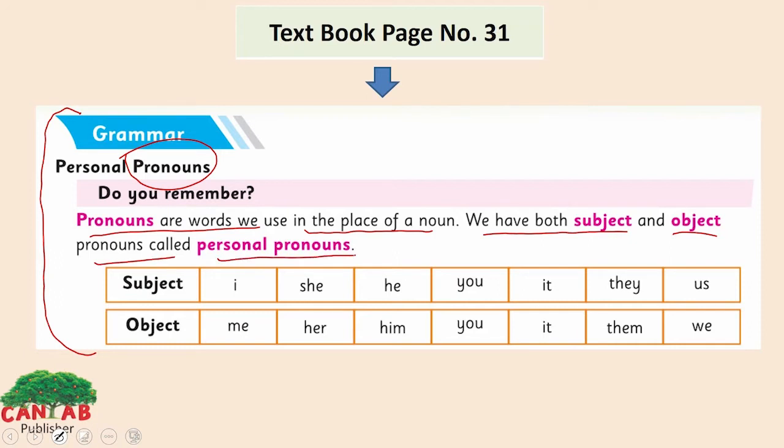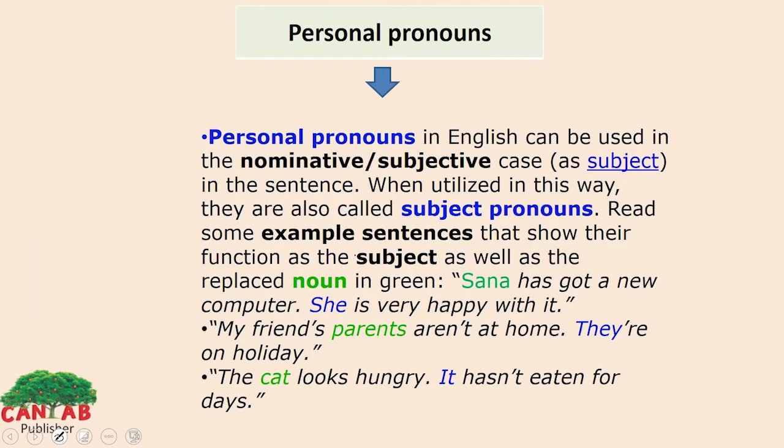Now look at the concept of subject and object pronouns, which are called personal pronouns. Personal pronouns in English can be used in the nominative or subjective case, as the subject in a sentence. When utilized in this way, they are also called subject pronouns. We have some examples here that show their function as the subject as well as the replaced noun.